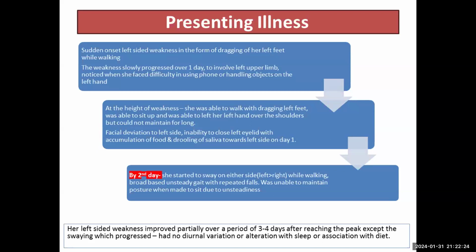On the second day, the child started to sway on either side, more on the left compared to the right while walking, along with a broad-based unsteady gait with repeated falls. The child was unable to maintain posture when made to sit due to unsteadiness. Her left-sided weakness improved partially over 3 to 4 days after reaching the peak, except the swaying, which progressed. The swaying had no diurnal variation or alteration with sleep or association with gait.